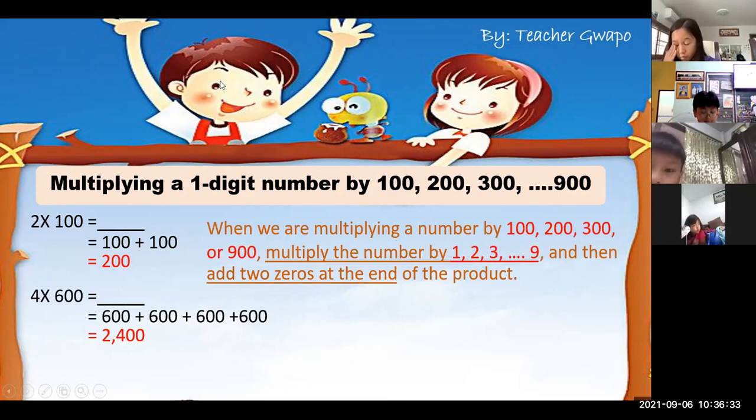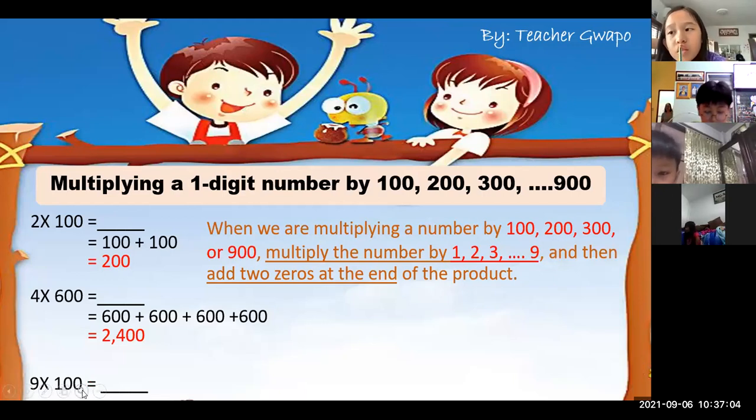You need to remember all the time that when we are multiplying a number by 100, by 200, 300, up to 900, you have to multiply the number by 1, 2, 3, 4, up to 9. 4, 5, 6, 7, 8, 9. And then you will add 2 zeros at the end of the product, okay? As you can see here, for example, 9 times 100. So you will multiply 9 times 1.